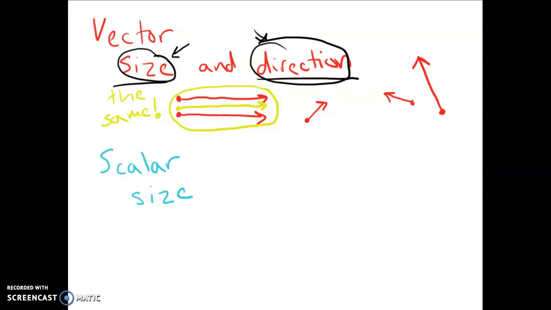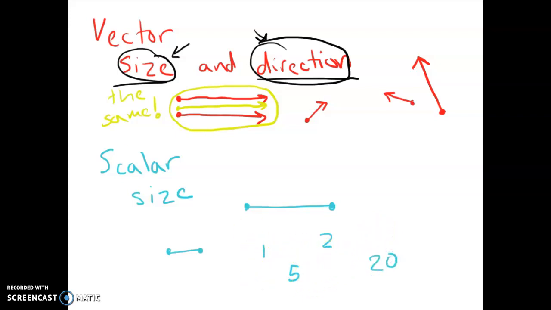Now coming back to our scalar, a scalar just has size, right? So I might represent a scalar as a line segment here, right? Scalar just has size. And I might not even do a line segment. I could actually really, the easiest representation of a scalar is just numbers: 1, 2, 5, 20, right?